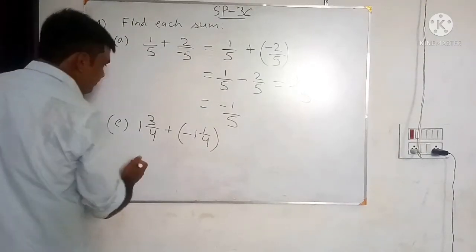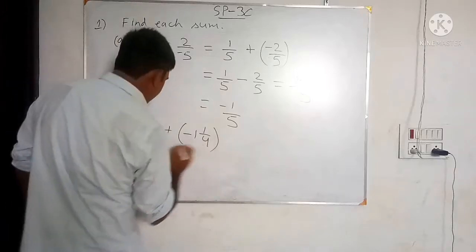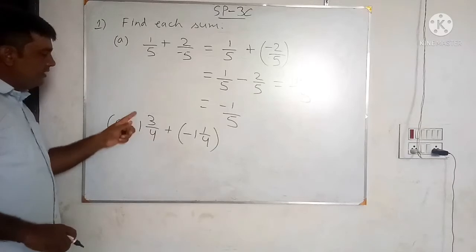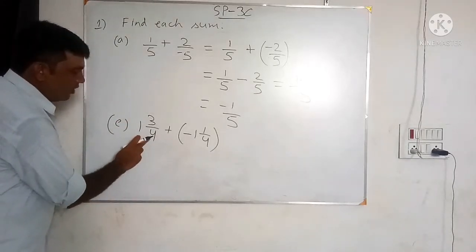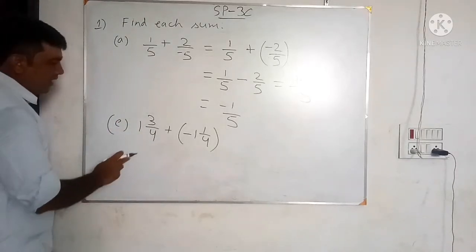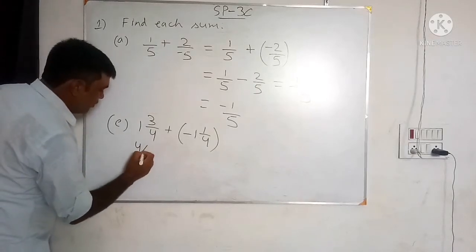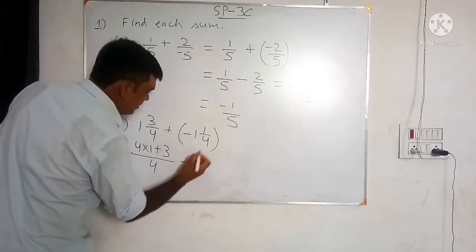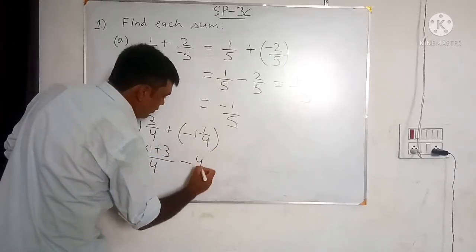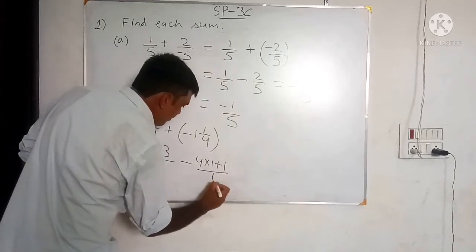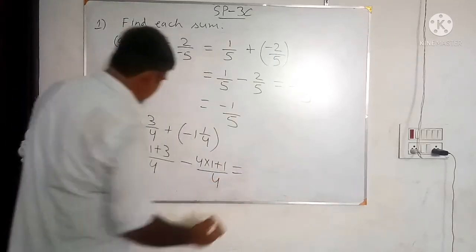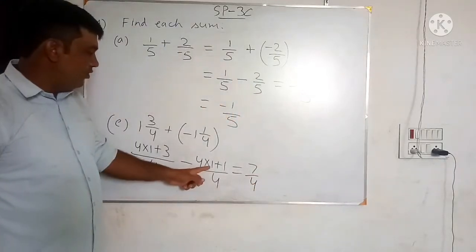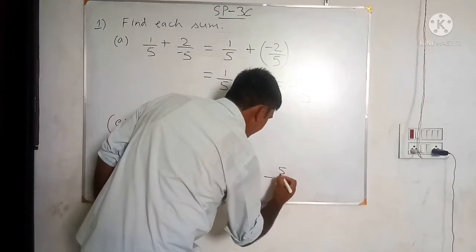So again, first what do we do? We convert this mixed fraction into the improper fraction. How do we convert? 1 is the mixed number, 4 is the denominator, 3 is the numerator. So we multiply the denominator with the mixed number, that is 4 into 1 plus numerator 3 by denominator 4. Next, we get 7 by 4. Here, minus 1 1 by 4 becomes minus 5 by 4.